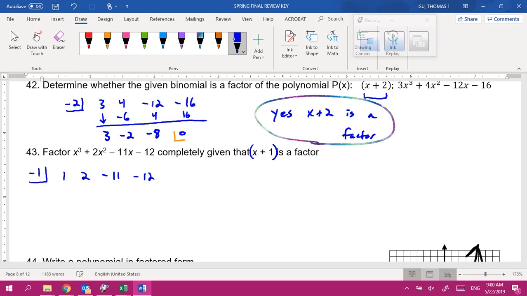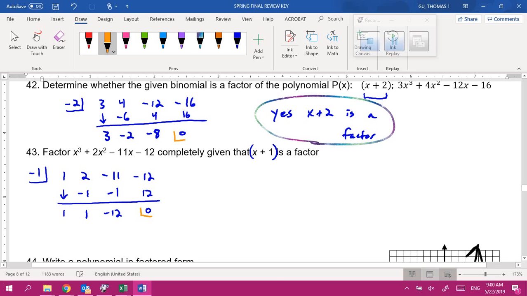Right. All right, so the first step is 2. Then 1 times negative 1. 2 minus 1. So 1. 1 times negative 1. Negative 1, right? Negative 11 minus 1. Negative 12. And negative 12 times negative 1, 12. And so negative 12 plus 12, 0. It has to be 0 because they told you that x plus 1 is a factor.